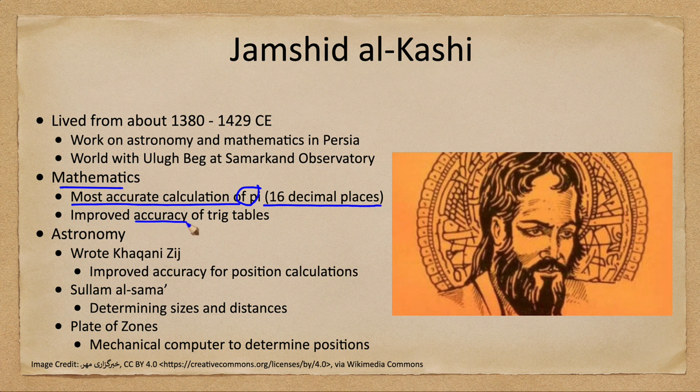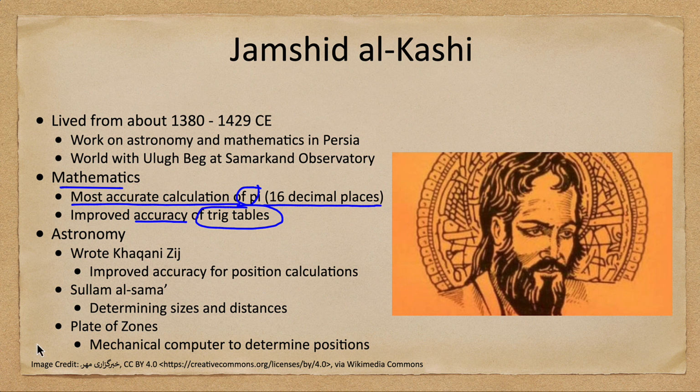He also worked on improving the accuracy of the trig tables. Again, remember, at this point, if you wanted to find values of things like the sine, the cosine, and the tangent, you had to look them up in a table. You couldn't just push a button on a calculator or do a calculation on the computer. They had to create great tables of these, and the accuracy of them was very important for other calculations later on, because errors in those tables would then carry into other calculations.